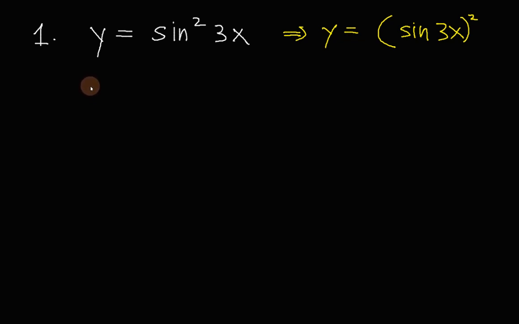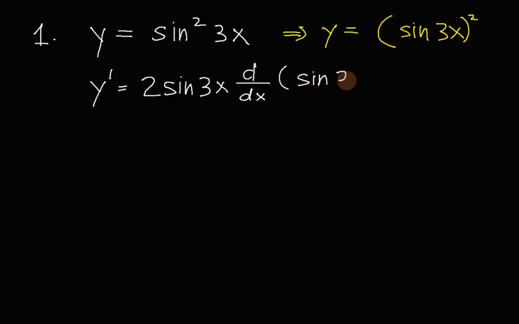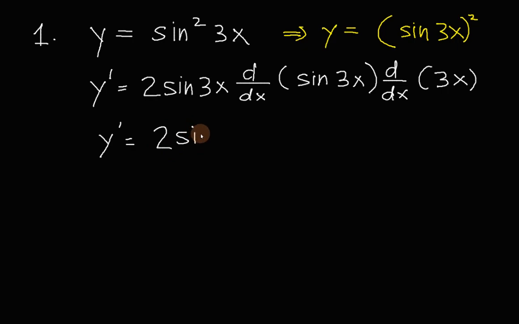So what will we do here? This becomes y prime equals, so you have to bring down 2, then times sine 3x, then 2 minus 1 is 1, so just sine 3x. Then we get the derivative of sine 3x. Also, we have another innermost function which is 3x, so you have to find also its derivative.